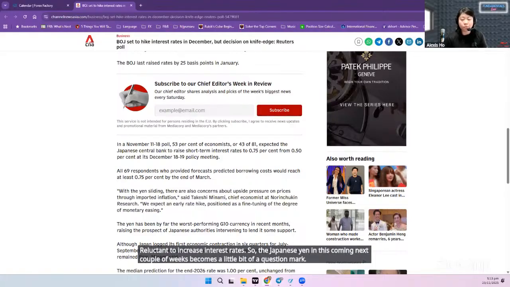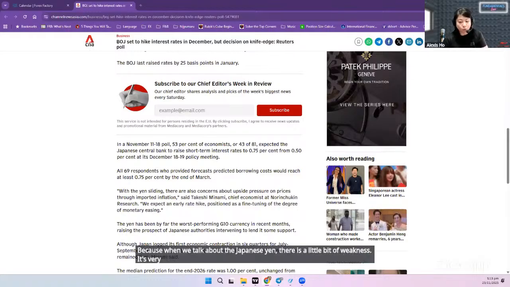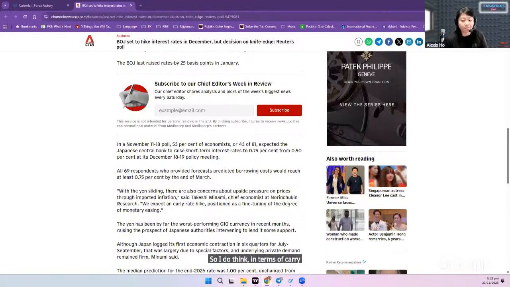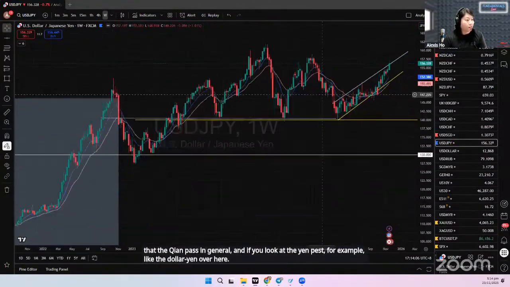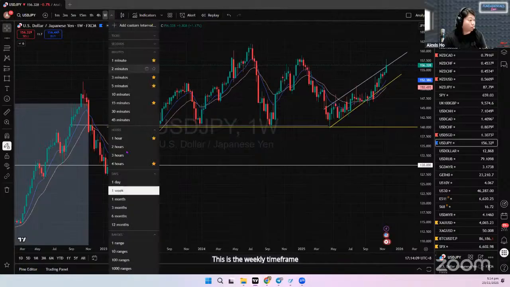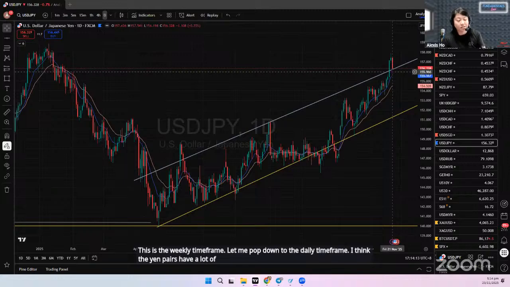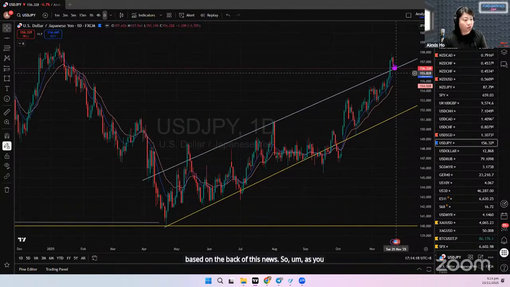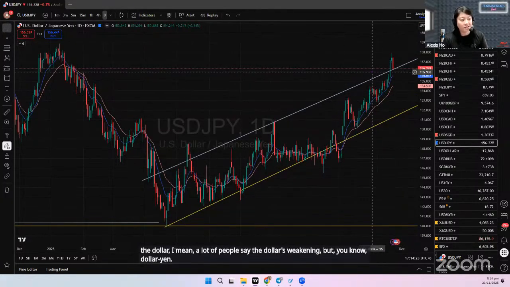mark, because when we talk about the Japanese yen, there is a little bit of weakness. It's very debt heavy. It's got the lowest yield at the moment. So I do think in terms of carry trades, especially, right? I do think that the yen pairs in general, and if you look at the yen pairs, for example, the dollar yen over here, this is the weekly time frame. Let me pop down to the daily time frame. I think the yen pairs have a lot of potential to retrace a little bit based on the back of this news. So as you can see, the dollar yen, despite the dollar, I mean, a lot of people say the dollar is weakening, but dollar yen hasn't even weakened a little bit.